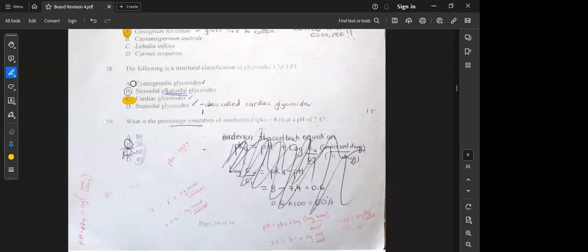So you said cardiac glycosides are under steroidal glycosides? Yes, cardiac glycoside is under steroidal glycosides. But now the cardiac classification is under pharmacological, not structural. Okay. Then anyone else? Someone else has an opinion on that.